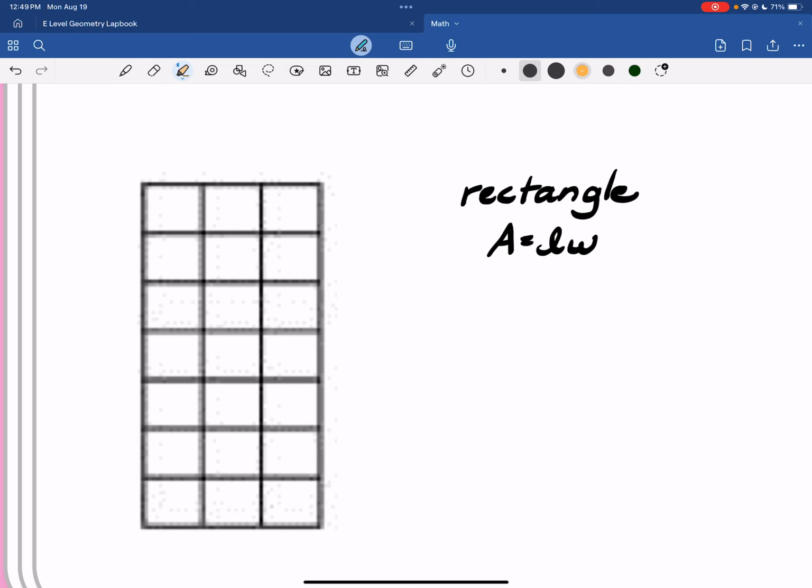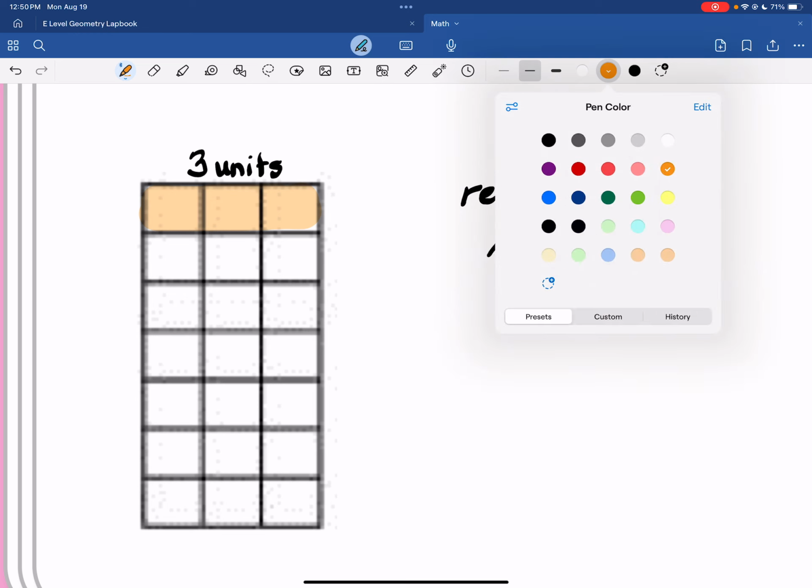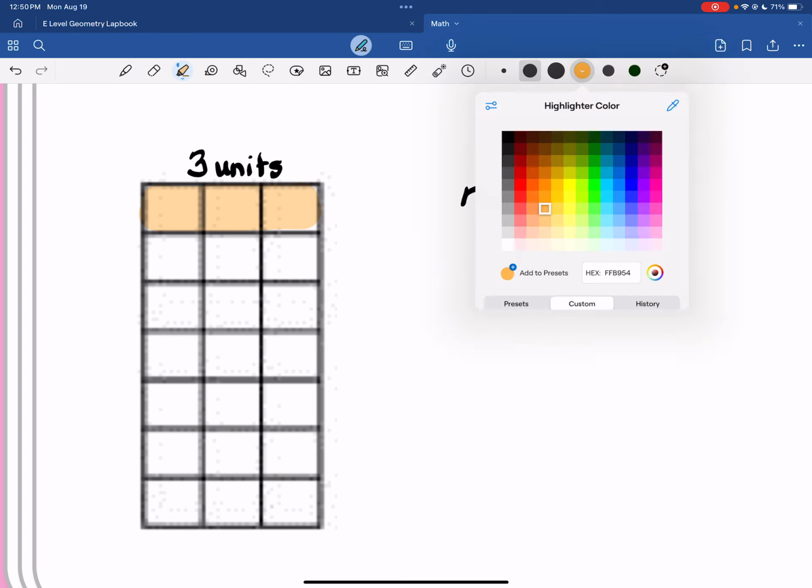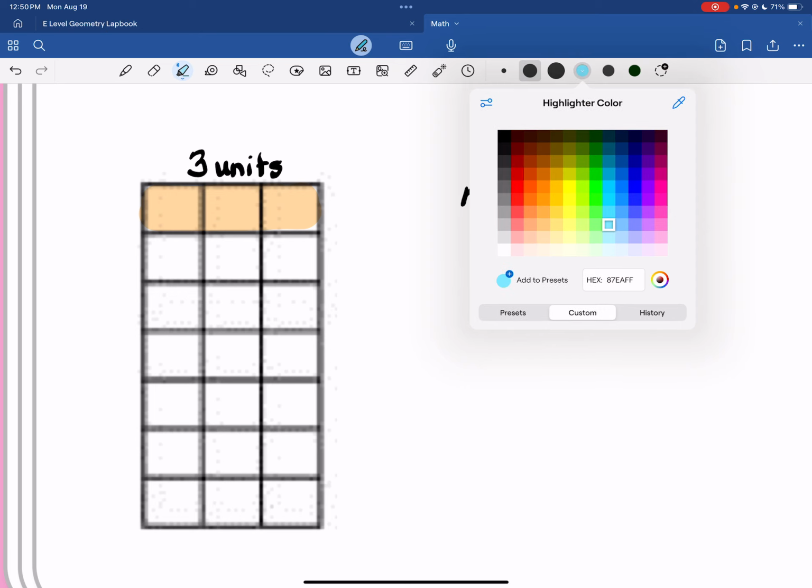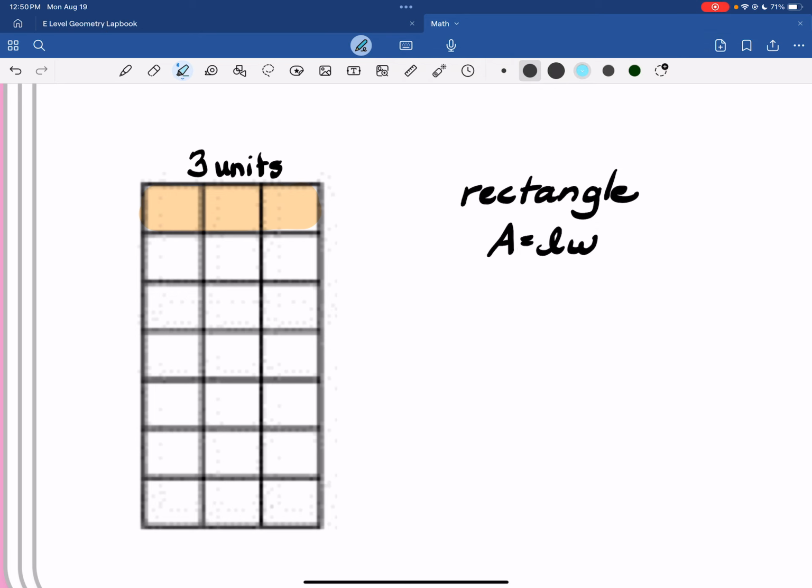So we have to do a little counting. We have to know that we have 3 this way. So this is 3 units. And we know that we have, get a different highlighter, 1, 2, 3, 4, 5, 6, 7 this way. With some crossover there, that's okay, because we have 7 square units this way.